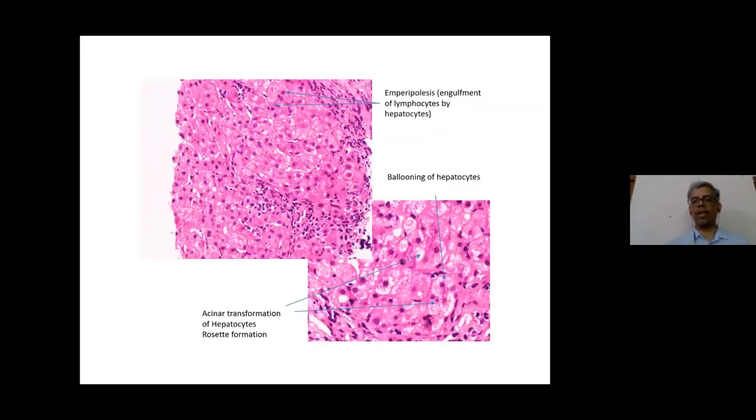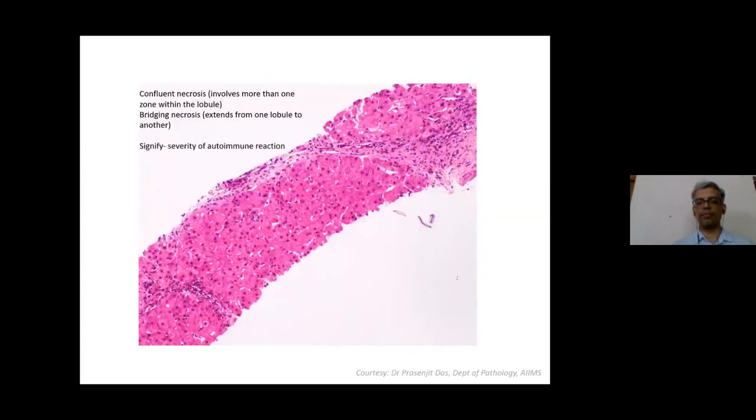A very important finding, which points to or suggests a diagnosis of autoimmune hepatitis, is emperipolysis, which is engulfment of lymphocytes by hepatocytes. So if you can see, this is a small hepatocyte within this big hepatocyte. This is what we call emperipolysis. In addition, you may see acinar transformation of hepatocytes, rosette formations, and ballooning of hepatocytes in a patient's liver biopsy.